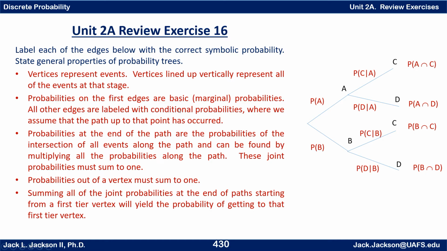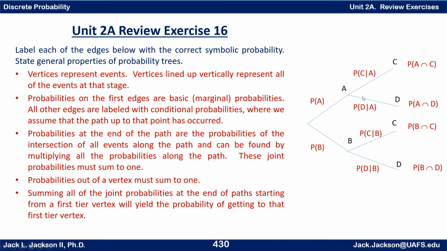Now, what are some properties of trees? Well, first of all, these things here, which sometimes have a little dot there, are called the vertices. So the vertices are events, except for this first one, the root vertex, which really doesn't mean anything. It is where you start from. The first probabilities here are basic probabilities, but all the others on the edges are conditional probabilities.